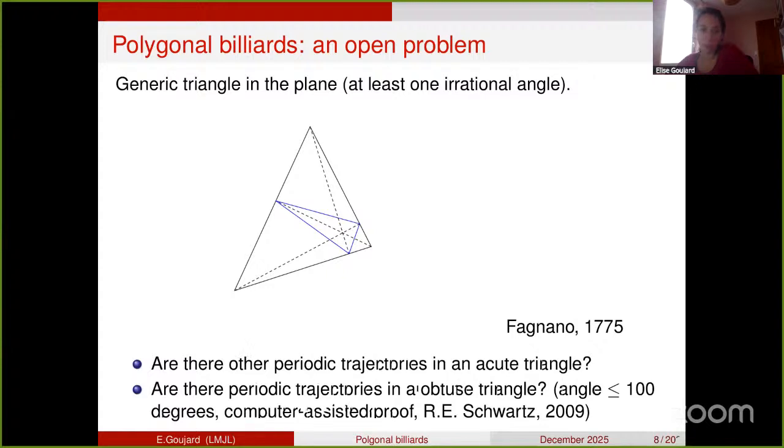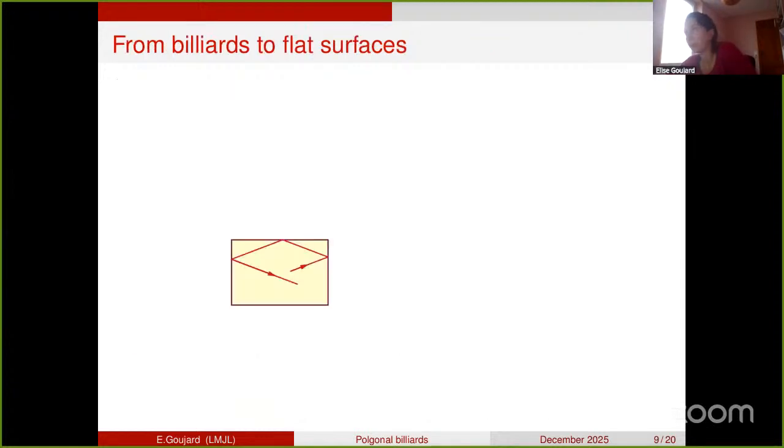the tools that I will present heavily use the fact that the polygons that I consider have rational angles. Here we do know how to deal with polygons with rational angles. So how do we do that?